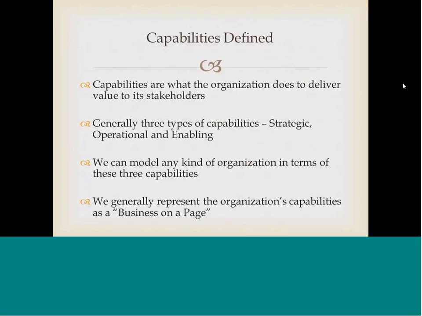Capabilities are what an organization does to deliver value to its stakeholders. I know that some of you have been introduced to the concept of a capability in other courses, so this will be a review for those of you. Generally, we have 3 types of capabilities: strategic, operational, and enabling. We can model any kind of organization in terms of its capabilities, and in particular, we can organize all those capabilities into these 3 groupings. We generally do that in what we call a business on a page. So taking a capability approach essentially allows you to focus and to make sure you're focusing on the business and the business goals.